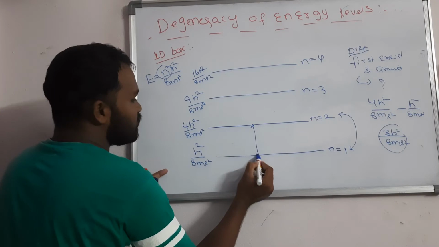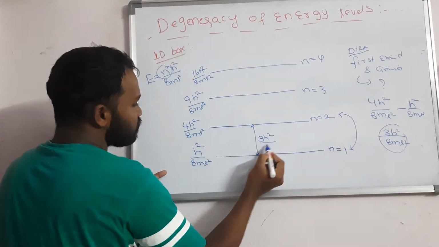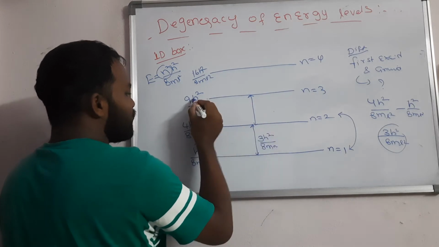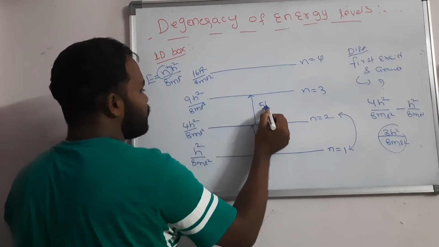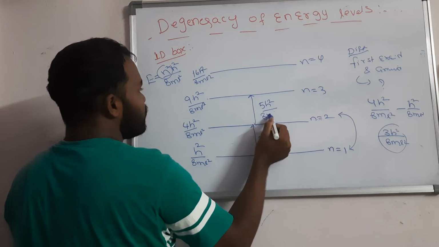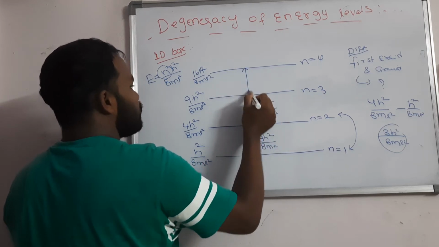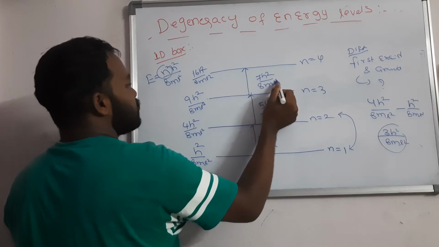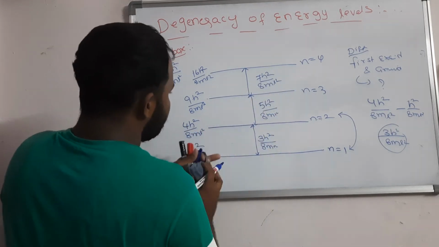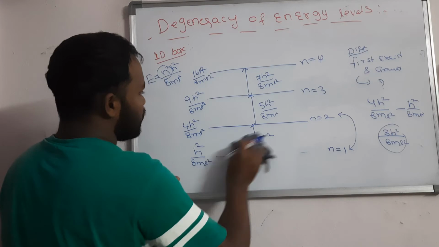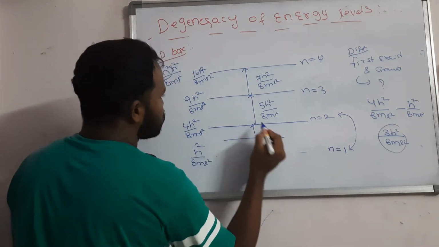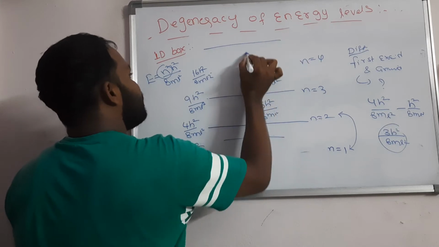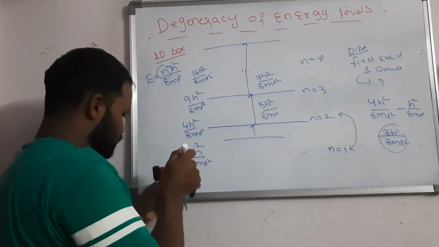The energy difference is 3h square by 8 m l square. Here, what is the energy difference? That is 9 minus 4, which is 5h square by 8 m l square. Here the energy difference is 7h square by 8 m l square. So the spacing is more: this is 3h square, this is 5h square, 7h square. As the n value increases, the spacing increases. That is the concept.